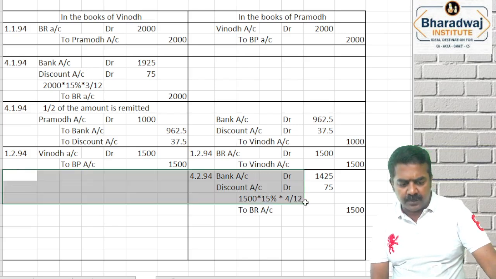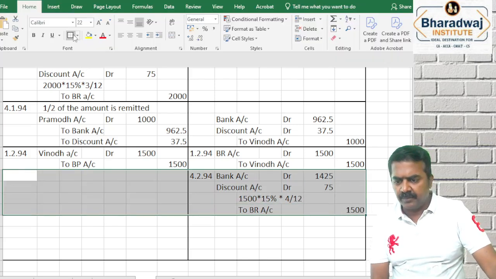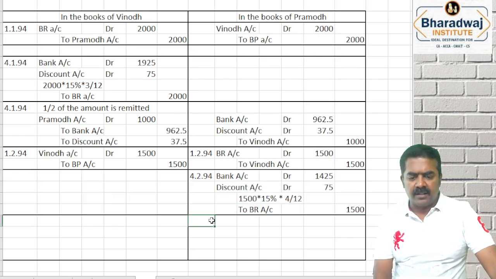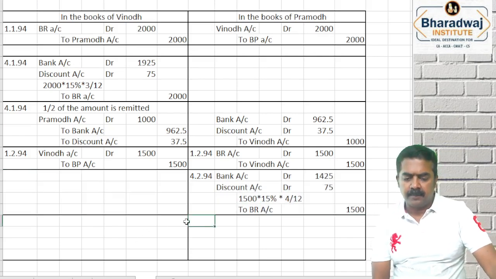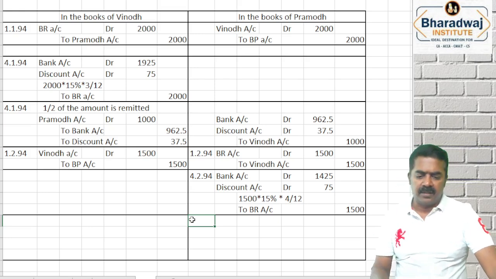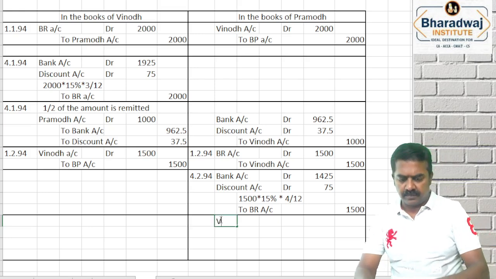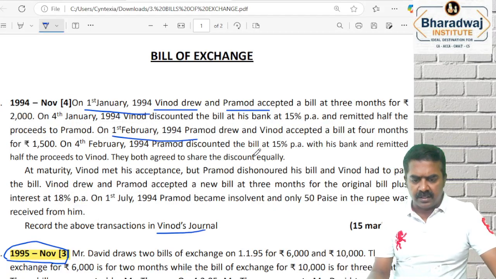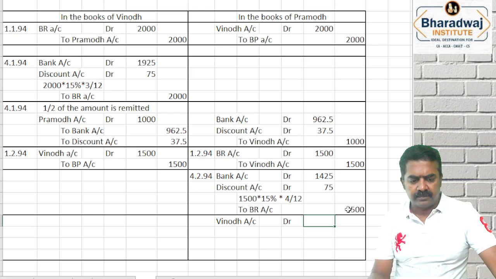No entry in the first party book for this discounting. Now who's sending the money? Pramod is sending the money. What is the entry? We know the account debit. How much is sent? Half the money.